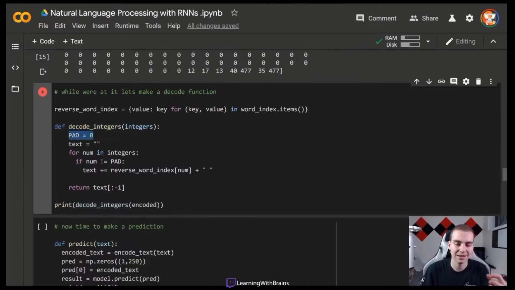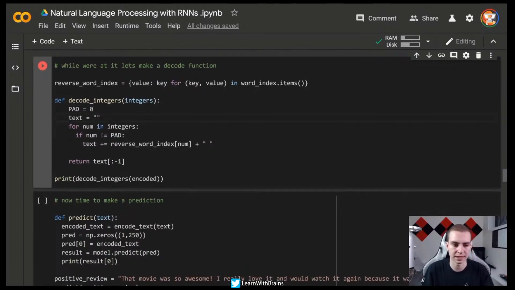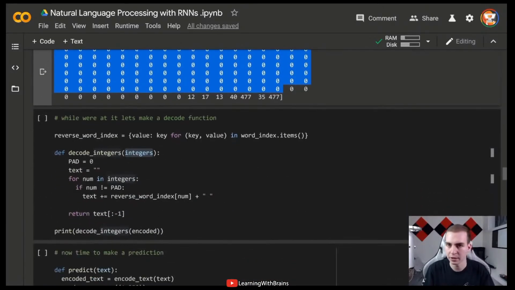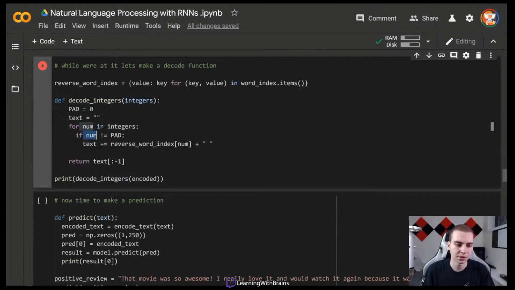We've set the padding key as 0, which means that if we see 0, that really just means nothing's there. We're going to create a text string, which we're going to add to. I'm just going to say for num in integers. Integers is our input, which will be a list or an array, whatever you want to call it. We're going to say if num does not equal pad, so essentially if the number is not 0, it's not padding, then we'll add the lookup of reverse_word_index[num], so whatever that number is, into this new string plus a space, and then just return text[:-1], which means return everything except the last space that we would have added.